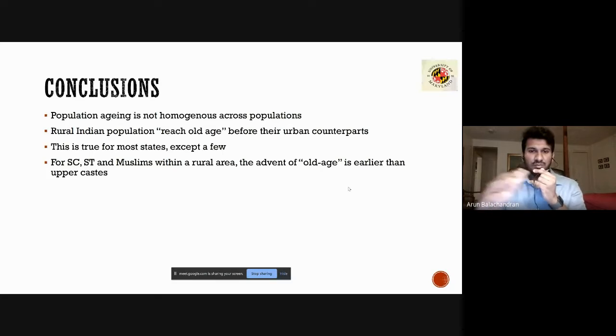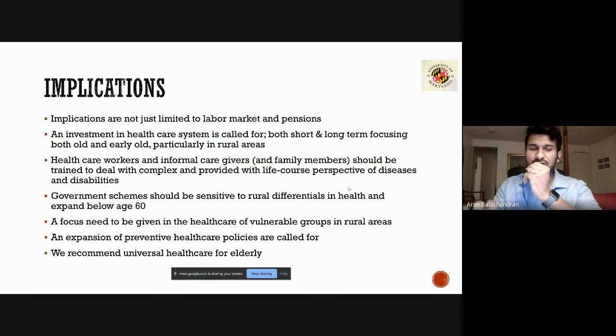So to conclude, to condense the arguments that I have made here, population aging does not mean the same across different states in India, different populations in India. Rural Indian populations actually reach old age at a much earlier age compared to their urban counterparts, and this is true for most of the Indian states except a few. Certain groups within rural India are also reaching old age at a much earlier age than their upper caste counterparts. Now, what does it mean?